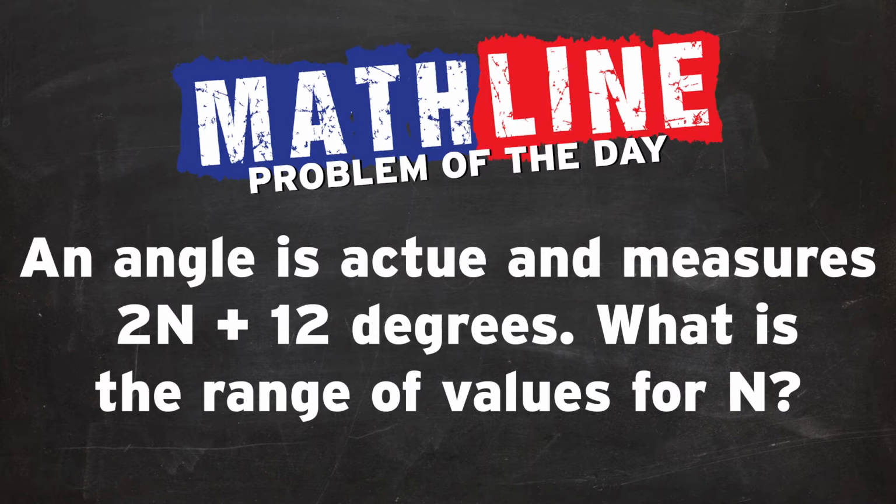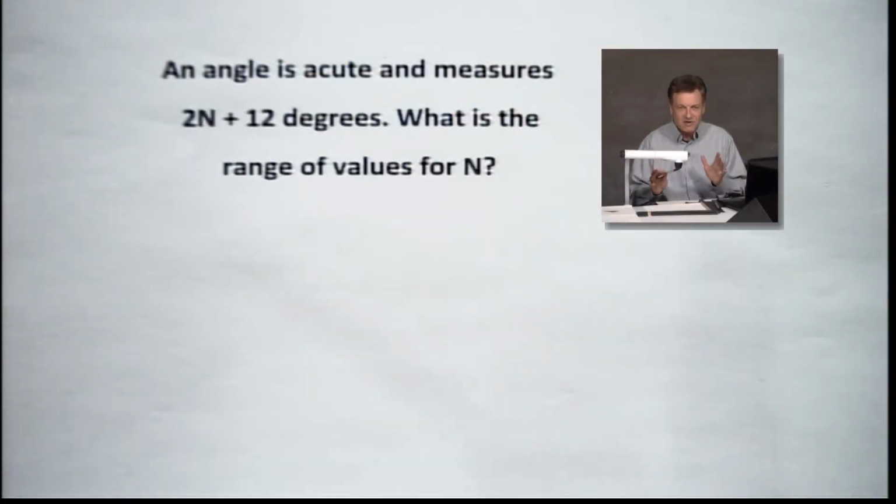Again, this angle is an acute angle. It measures 2n plus 12 degrees. We're going to have to figure out what n can be, and what is the range of those values for n? So let's take a look at this and work it from the standpoint.